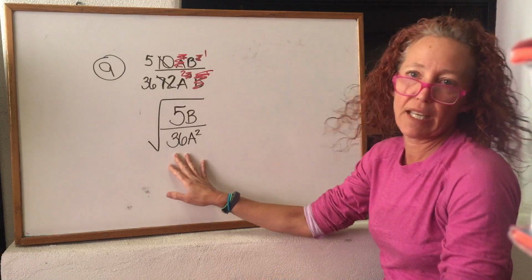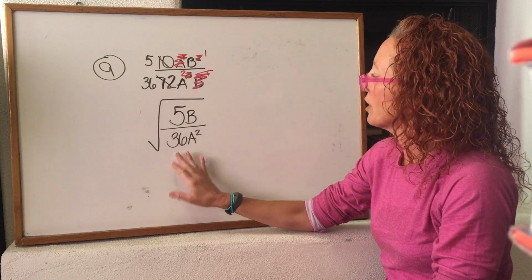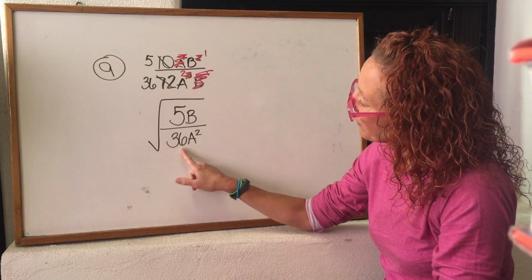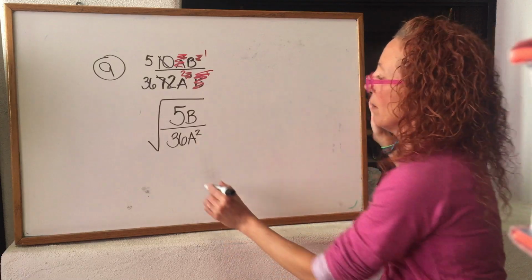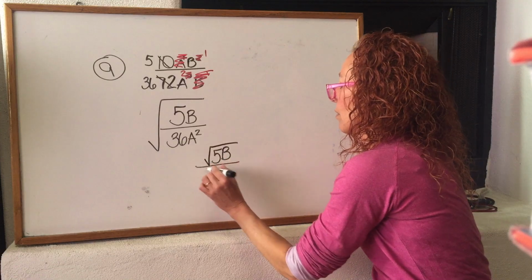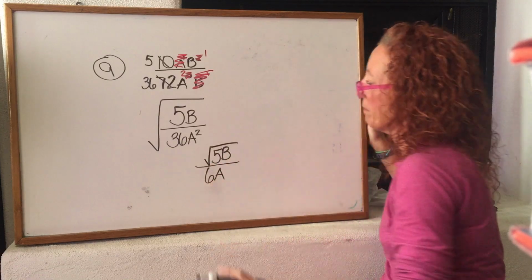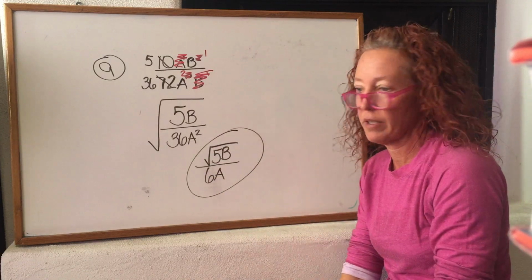The rule says I cannot end up with any radicals in the denominator of the fraction, but 36 is a perfect square, and a to the second is a perfect square. So we have the square root of 5b over 6a. And that's your final answer. You're allowed to write it like that, and there's nothing else you can do.